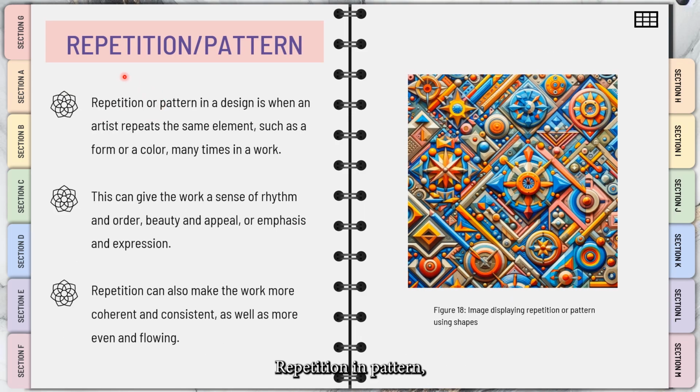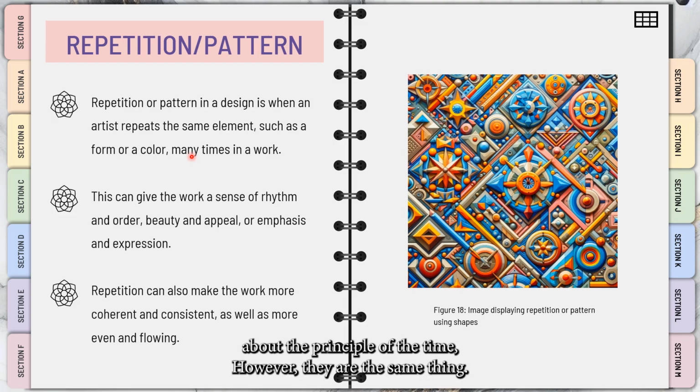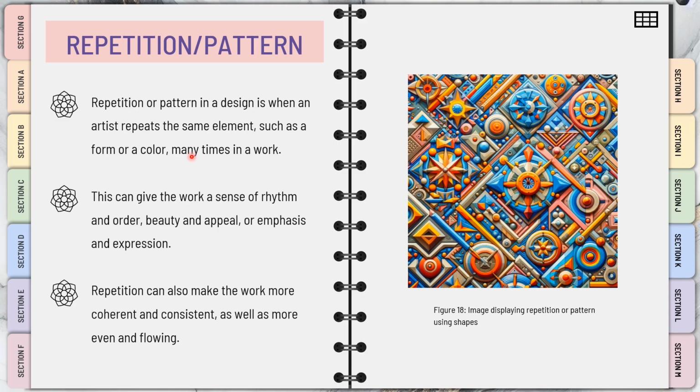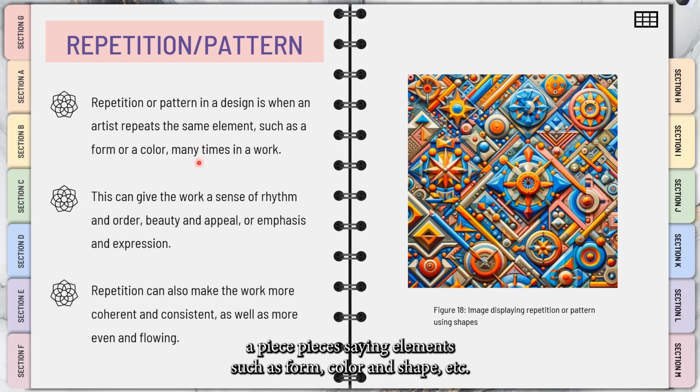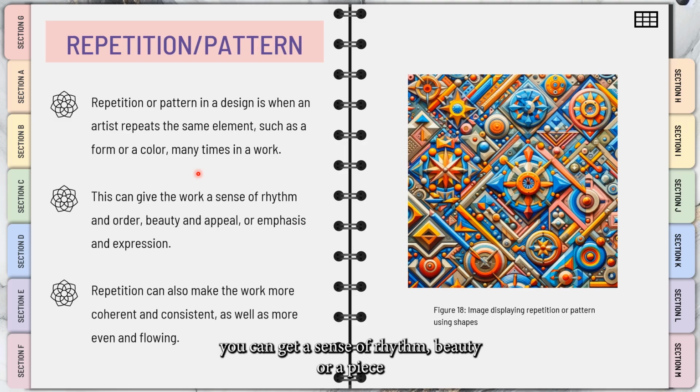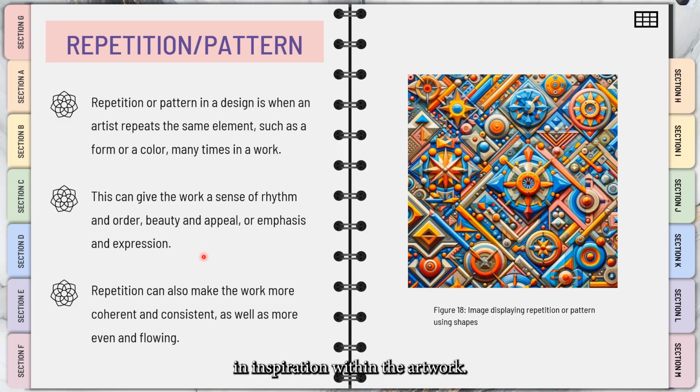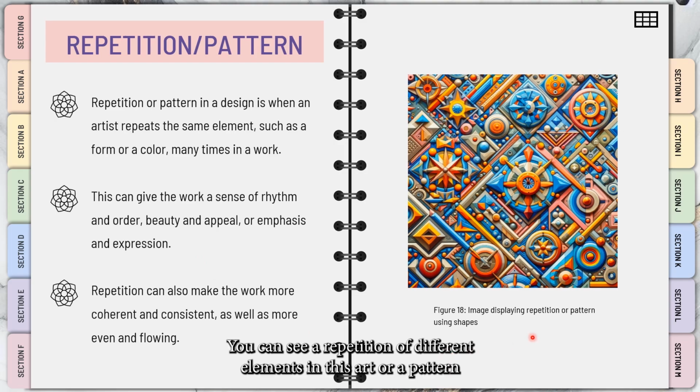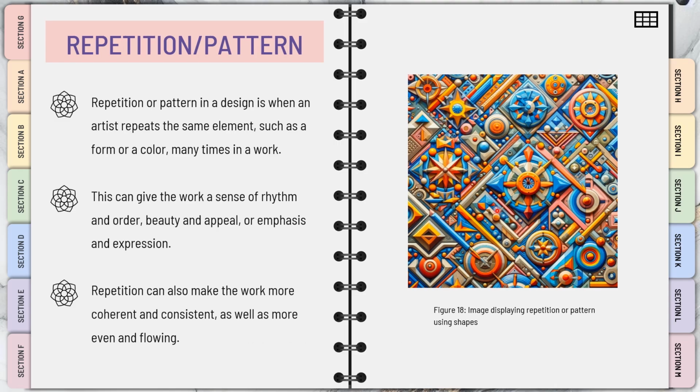Repetition and pattern. Repetition and pattern are used interchangeably when you're talking about the principles of design. However, they are the same thing. Repetition and pattern in design is when the artist repeats the same elements such as form, color, or shape many times in the artwork. It can give a sense of rhythm, beauty, or appeasement, or even emphasis in expression within the artwork. So let's take a look at figure 18. In figure 18, you can see a repetition of different elements in this art, or a pattern.